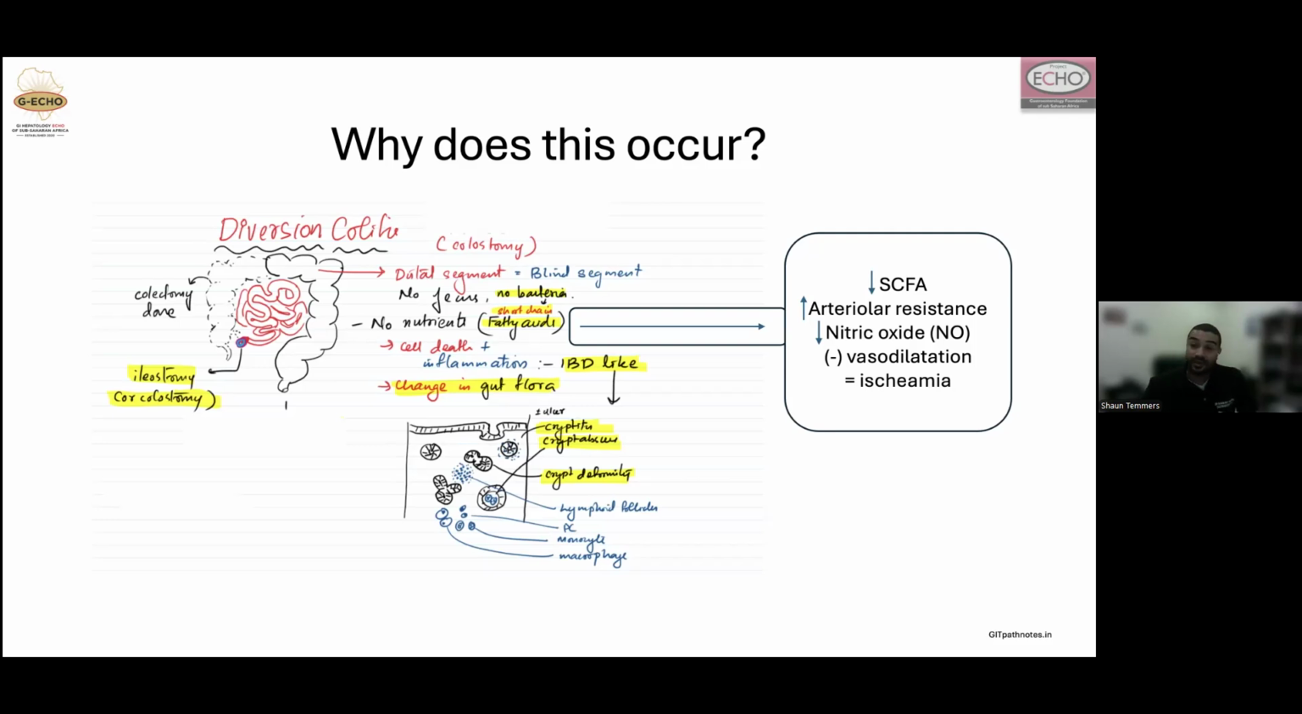If you take a closer look at the short-chain fatty acids, when they are reduced, they result in an increase in arteriolar resistance. This leads to a reduction in nitric oxide production, and therefore a reduction in vasodilatation, and you have ischemia. All of this leads to further necrosis and cell death.